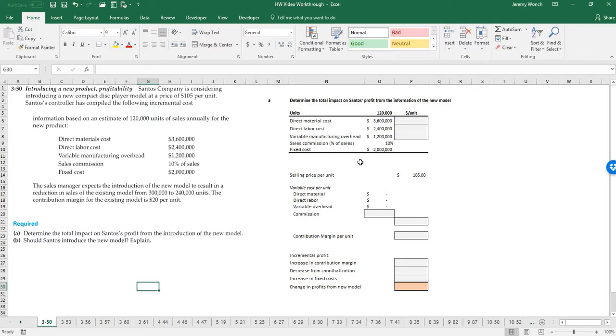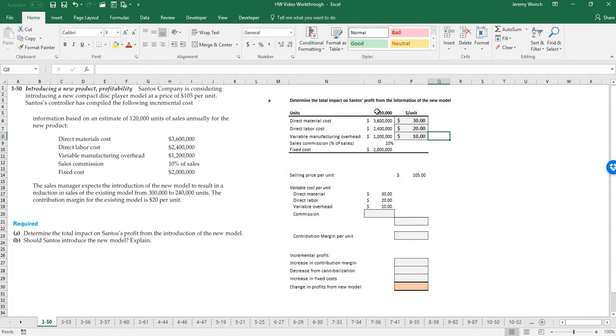And so the first step with this is we want to take these costs and break it down to a per unit basis. And so we have our direct material cost right here, and we're just going to divide that by the total number of units. And then we'll just press F4 to lock that cell reference down. And then if we just hit Control D, or you can also drag down, it'll just drag that formula down.